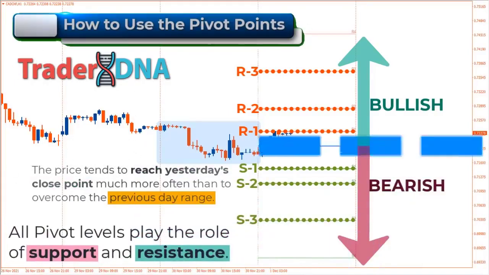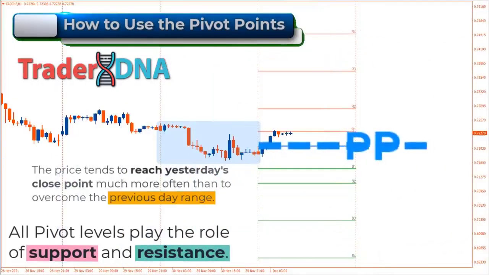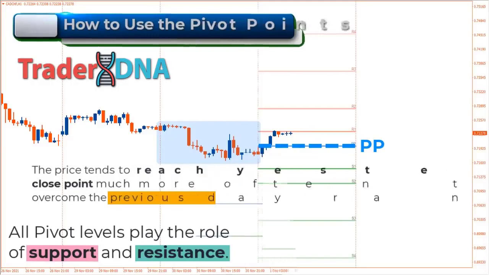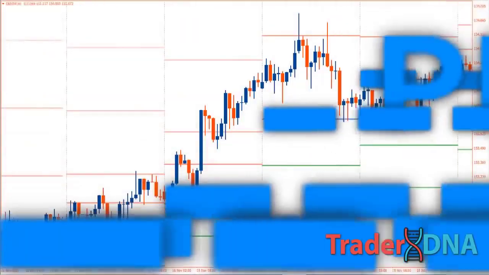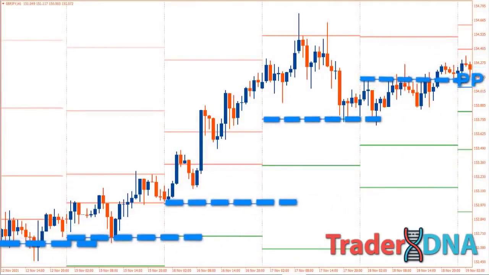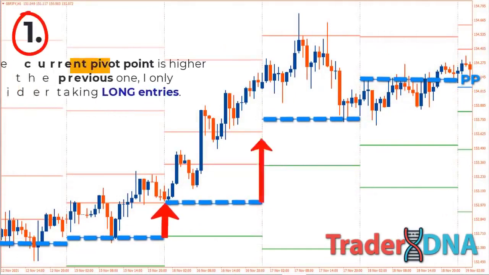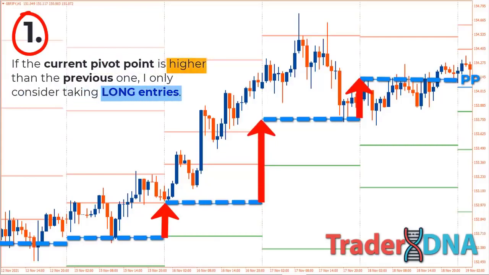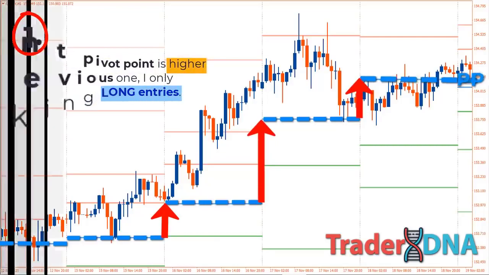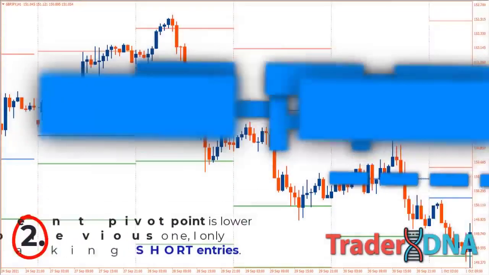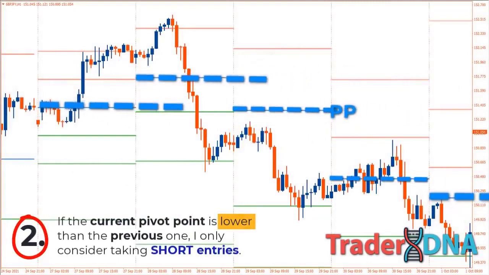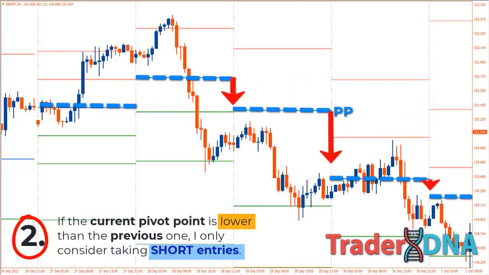The central pivot point is the most important part of the whole setup. The location of the main pivot point on the chart represents important information to be aware of, because there is a high probability that it will be reached. I prefer to compare the value of the main pivot point with the value of the previous day. First, if the current pivot point is higher than the previous one, I only consider taking long entries. Second, if the current pivot point is lower than the previous one, I consider taking only short entries.